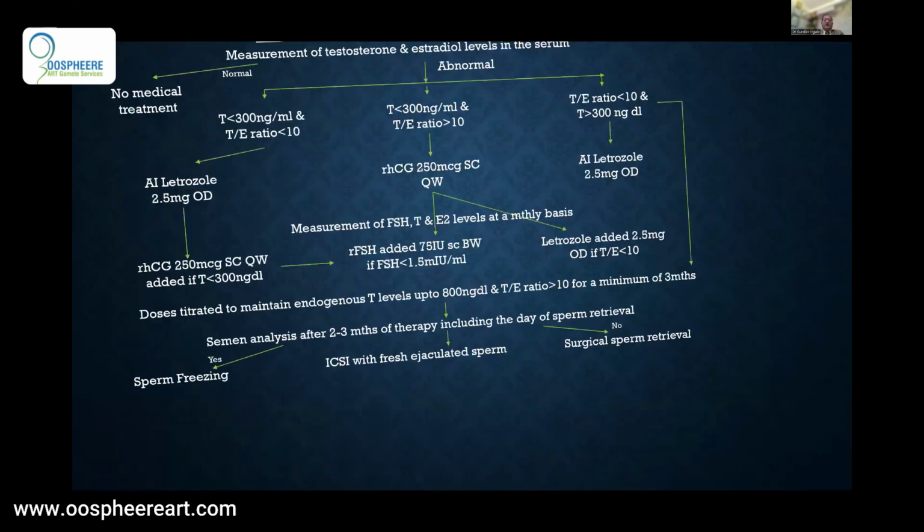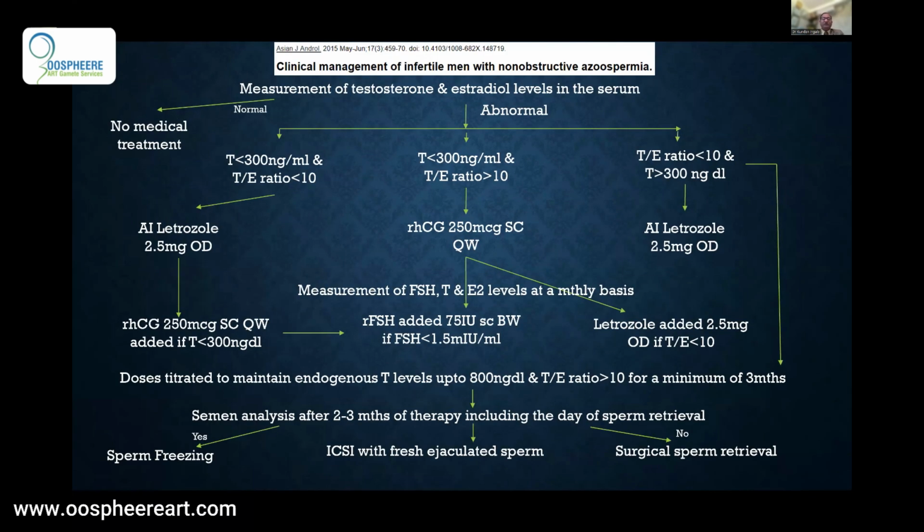So, whenever you see a non-obstructive azoospermia patient, measurement of testosterone and estradiol levels in the serum is something which I always recommend. So, if they are normal, there is no need of any medical treatment like letrozole specifically. If it is abnormal, then check for the variations. So, the one variation where the testosterone is less than 300 nanogram and the ratio is less than 10, then here again letrozole is the first choice.